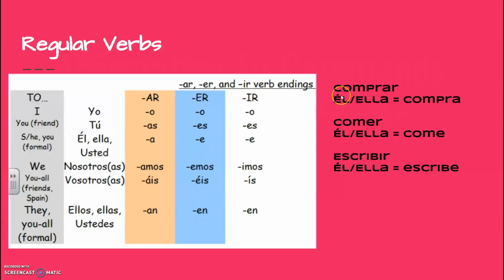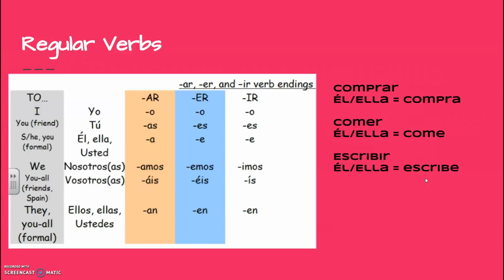If you go here to our example, already conjugated verbs, this is the verb comprar. It is an AR verb. You drop the AR ending and you conjugate for él, ella, you get compra. You go to this verb here, comer. You drop off the ER ending and you conjugate for él, ella again, and it's come. The last verb on our list is going to be an IR verb, the verb escribir. Again, you drop the IR of the verb, you conjugate for él, ella, and you get escribe.